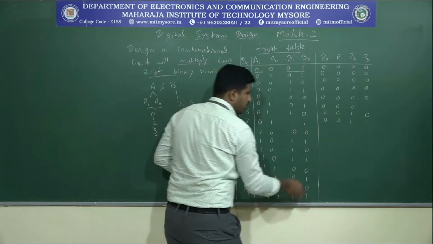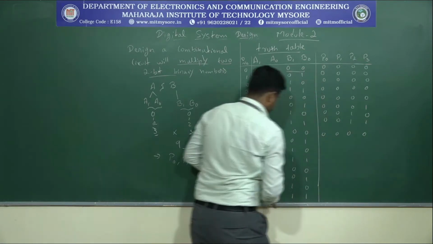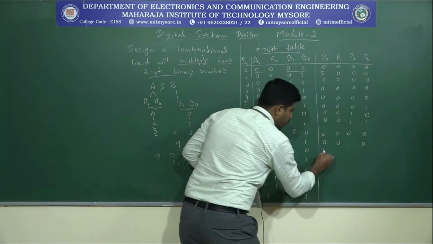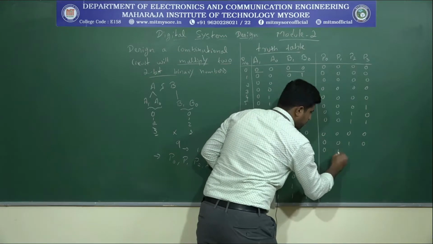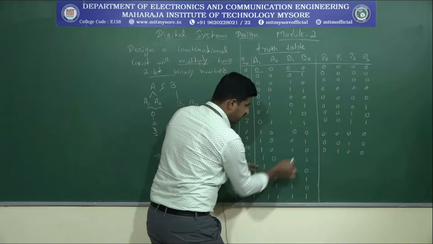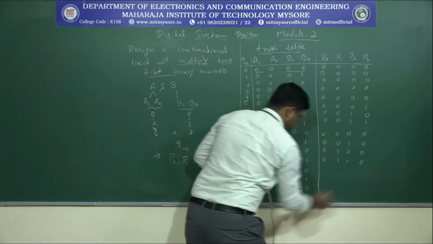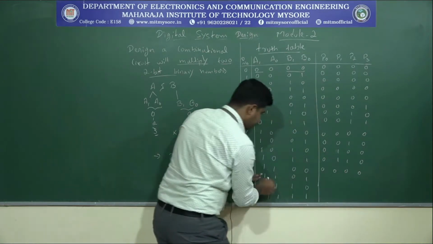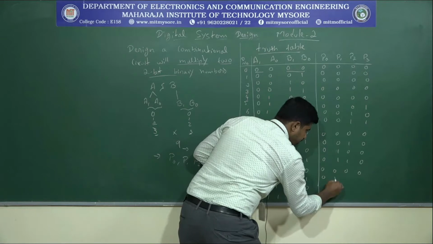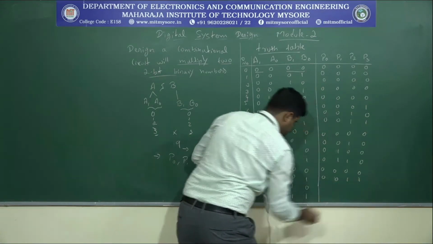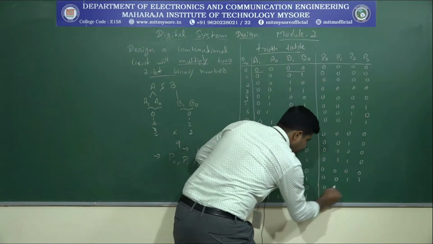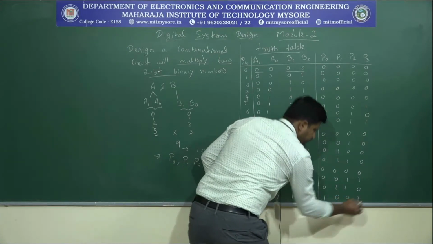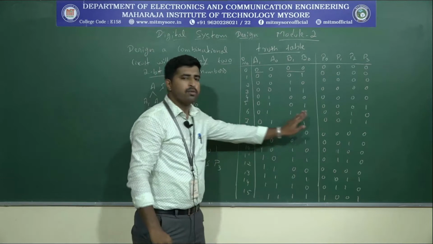Next 2 into 0 is 0, 2 into 1 is 2, 2 into 2 is 4. Next 2 into 3 is 6. Next is 3 into 0, which is 0. 3 into 1 is 3. Next 3 into 2 is 6. And 3 into 3 is 9. So this is how we are going to get the product.